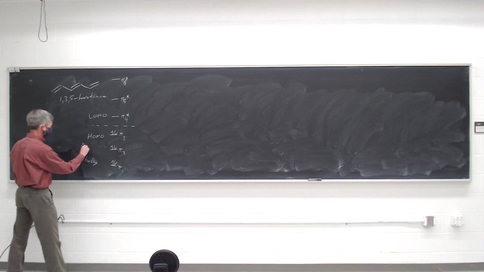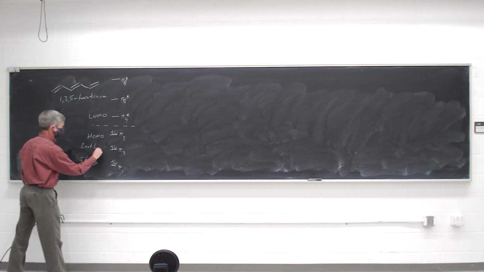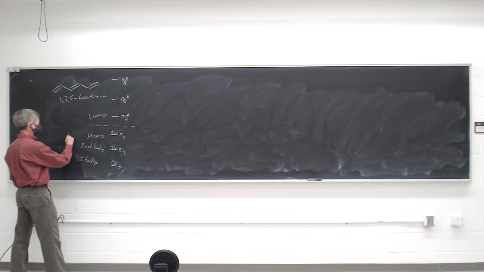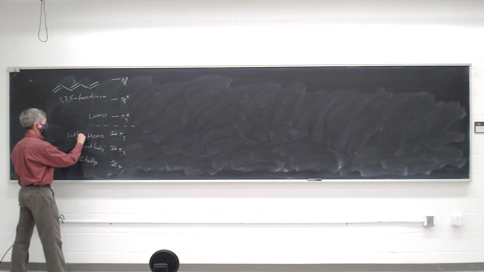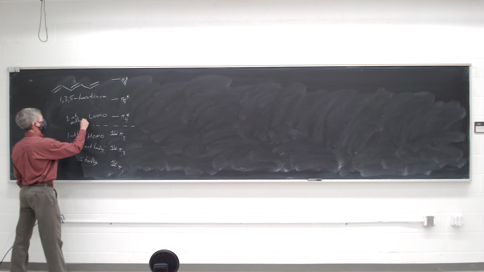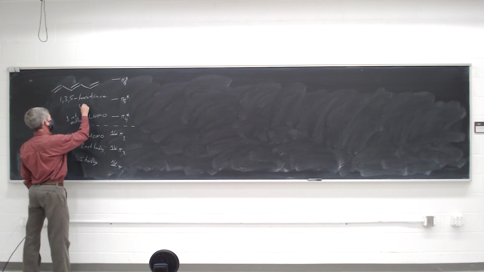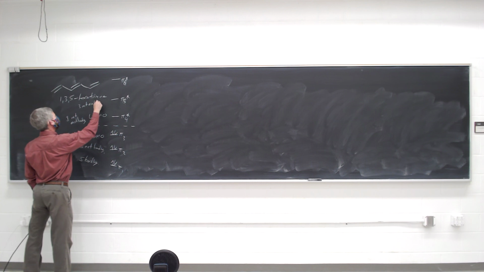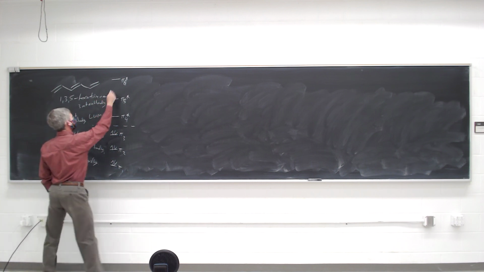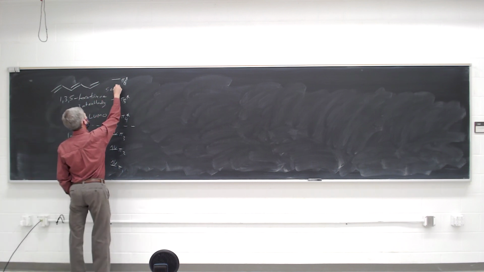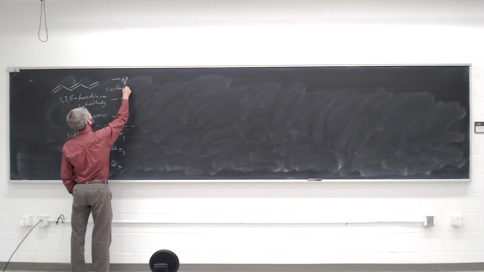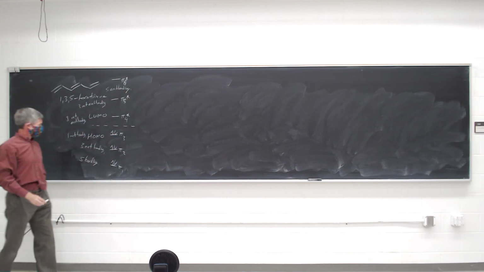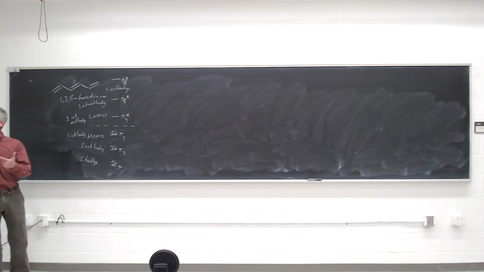This one has 3 net bonding. This one has 1 net bonding. This one has 1 net anti-bonding. 3 net anti-bonding. And finally this one up here has 5 anti-bonding. So there's a difference of 2 net bonding interactions.